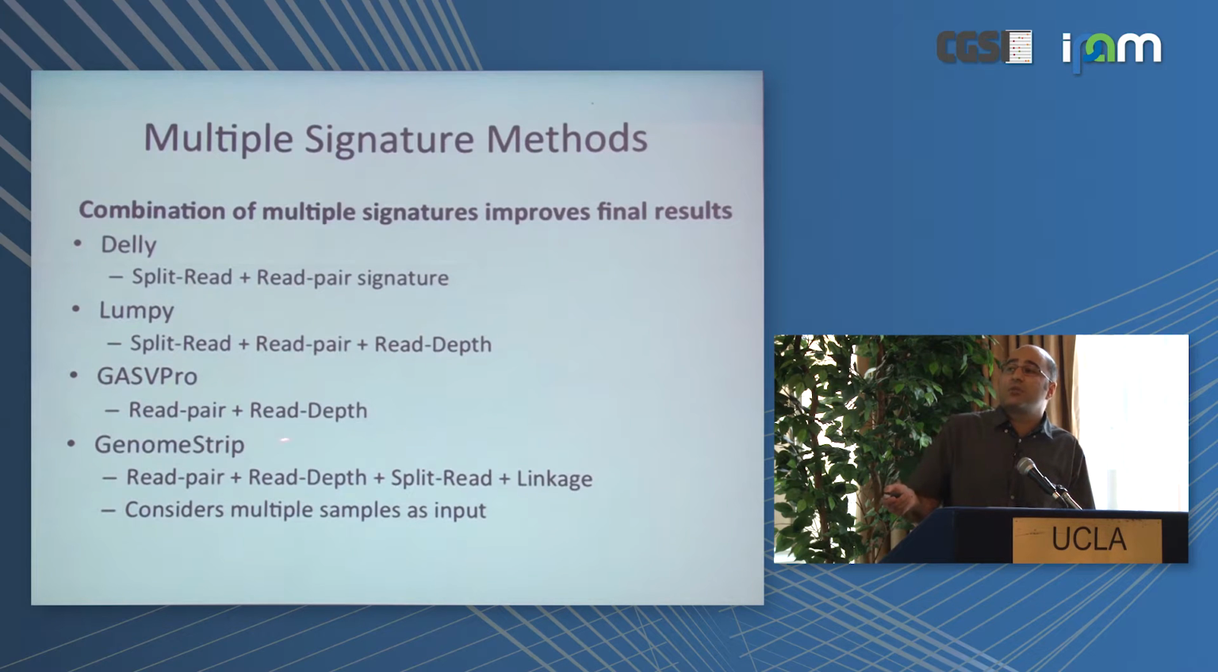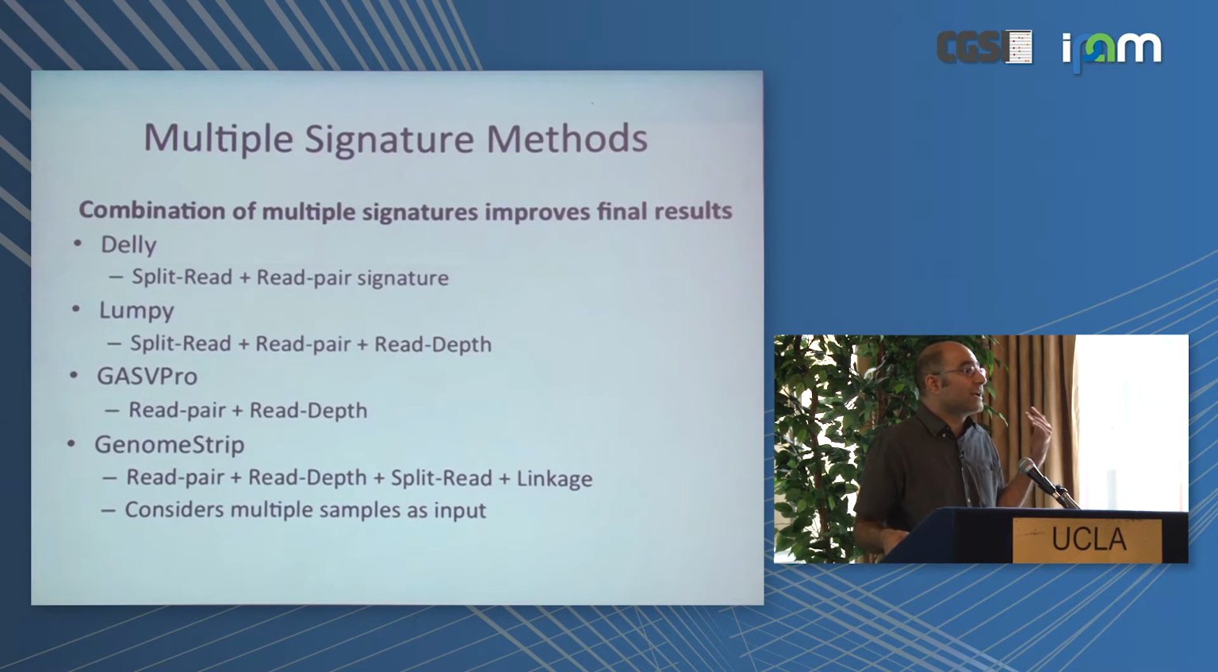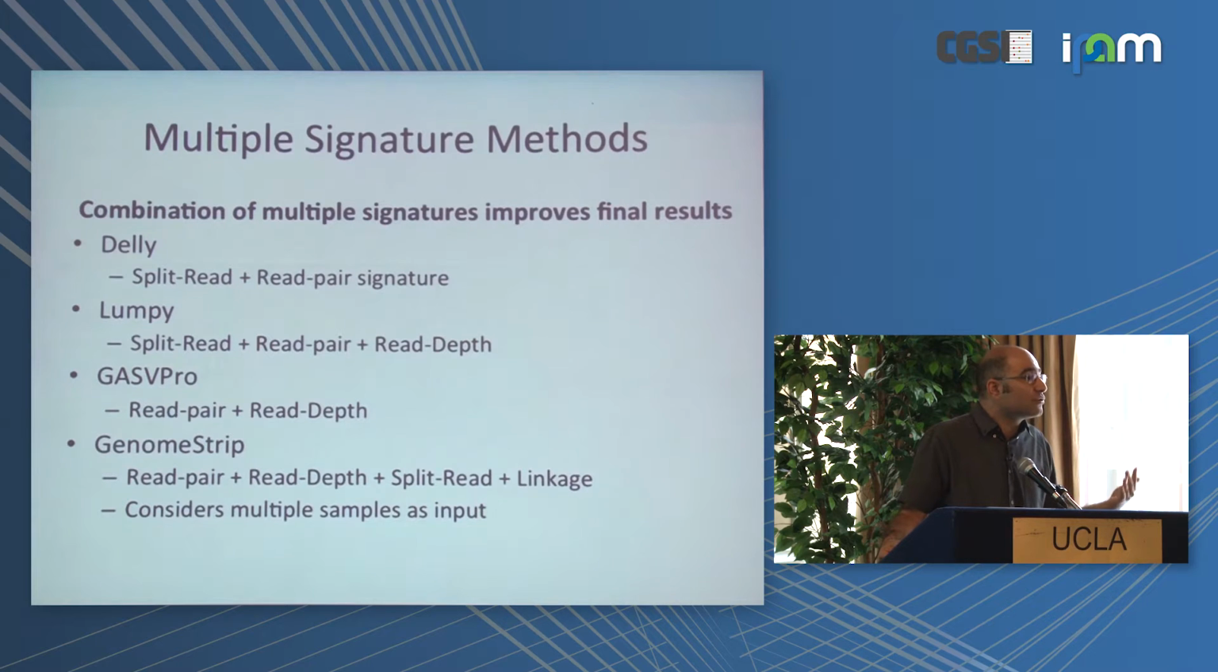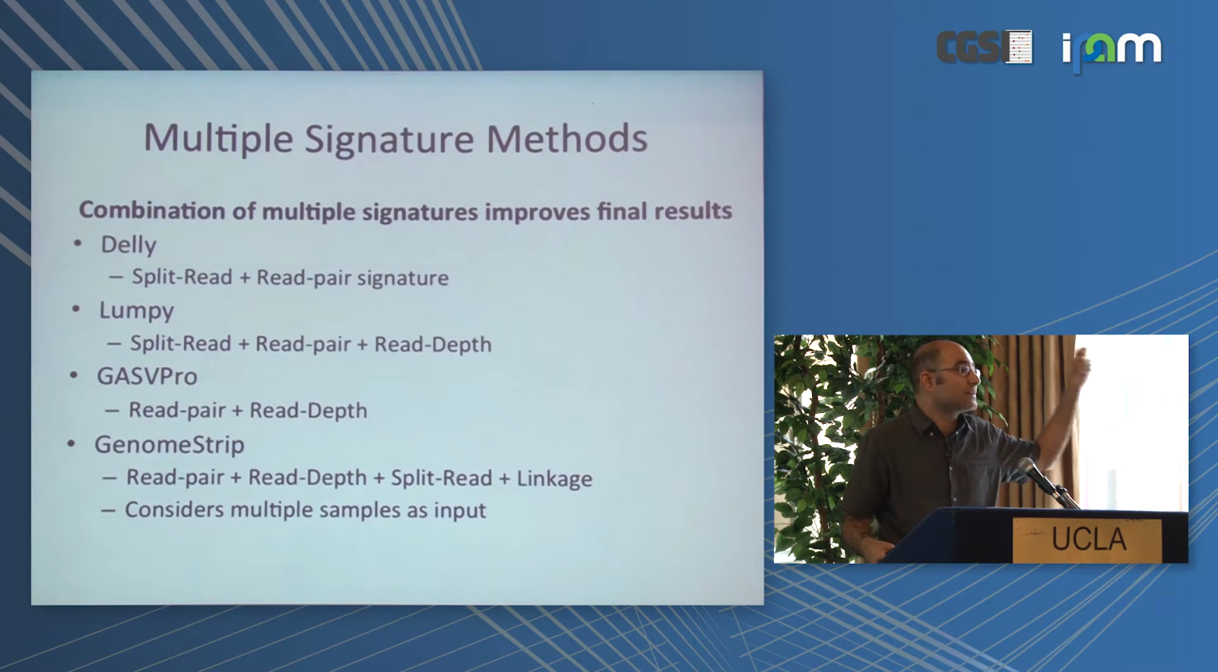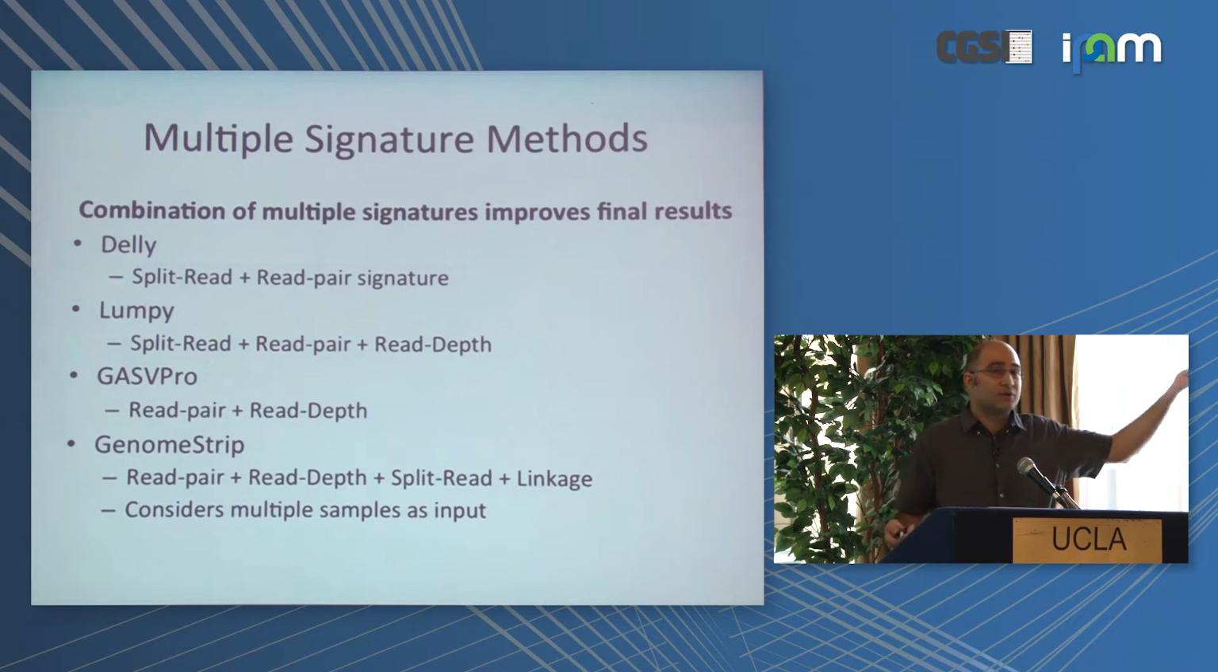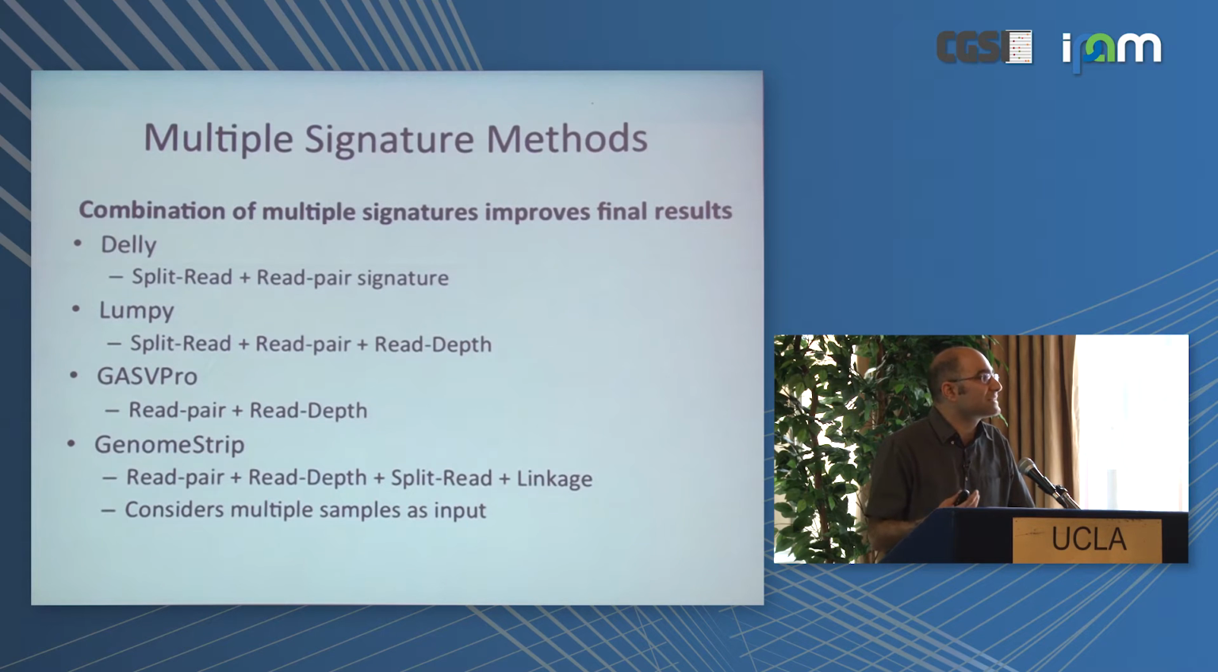The other one is GASVPro, which uses read pair and read depth together and has an MCMC formulation for assigning reads to the correct location because it considers multiple mapping. Or Genome STRiP, which works very well for finding large CNVs when you have many samples sequenced. It takes advantage of having many samples, compares them together, especially the read depth signatures, to find outliers in those samples and predict copy number variation. It is specifically designed for calling CNVs when you have hundreds or thousands of samples.